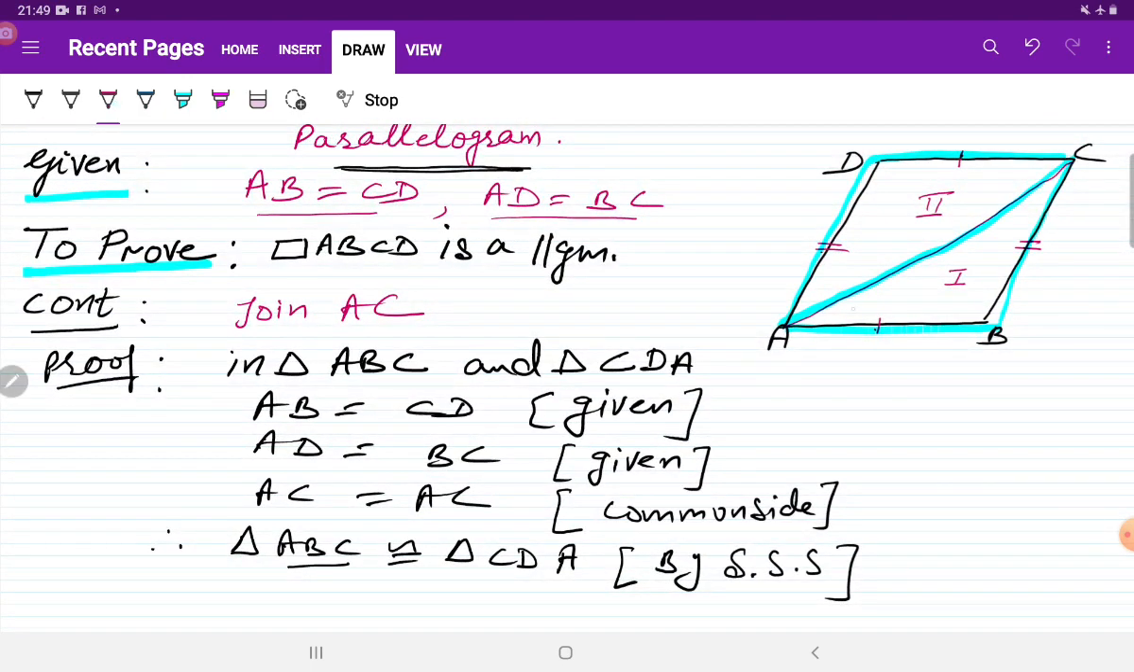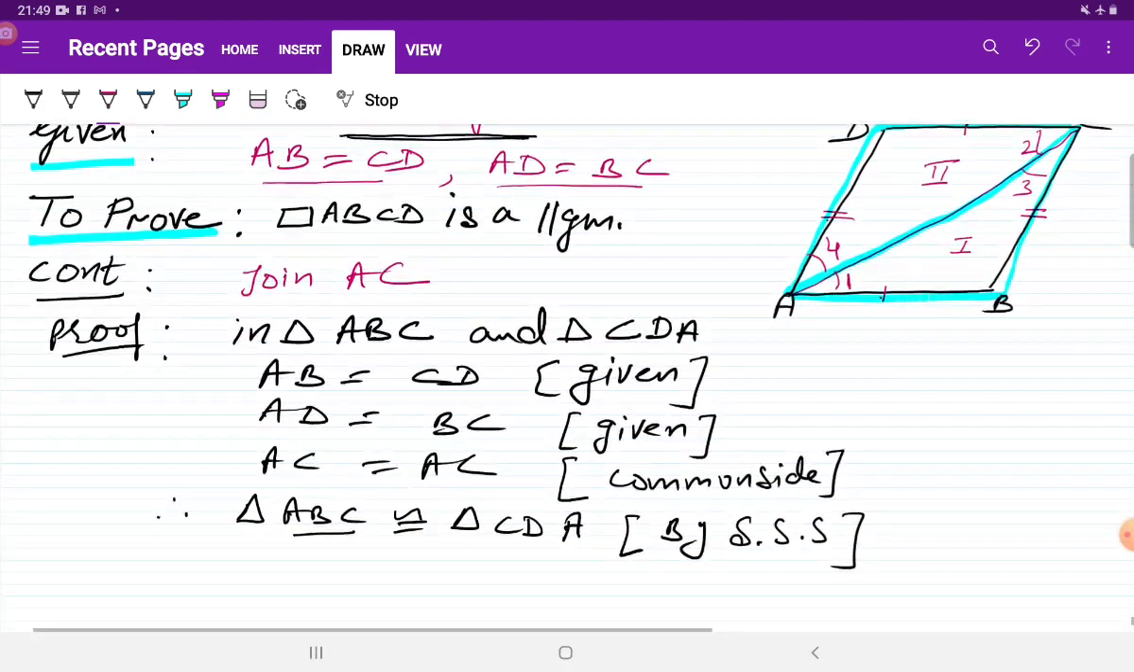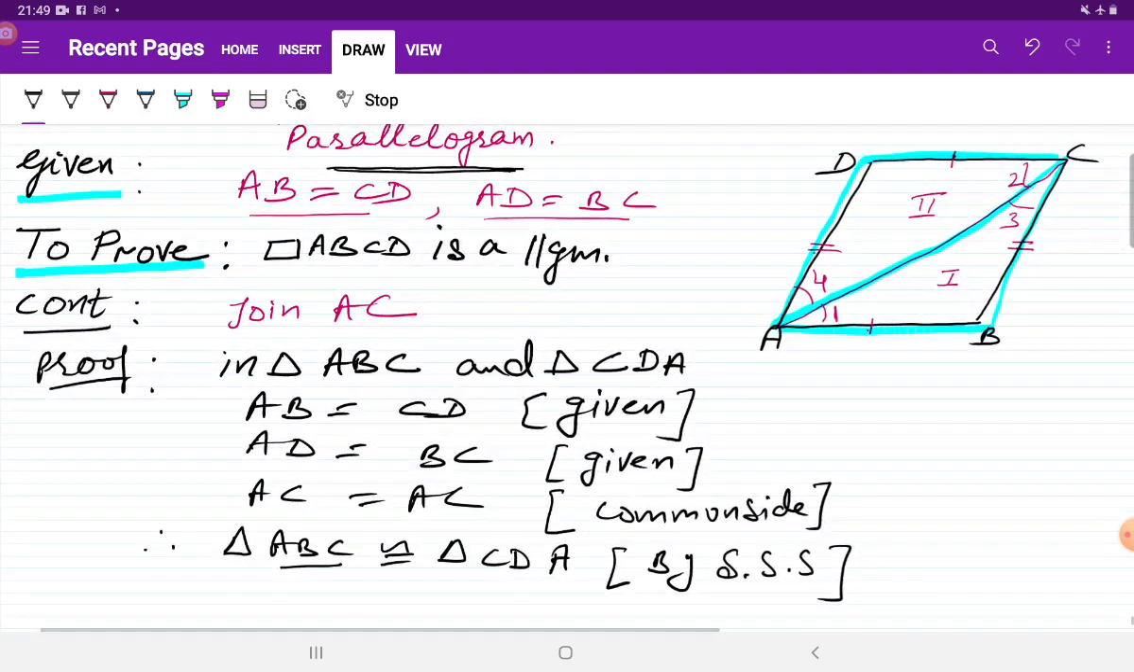Say this is angle 1, this is your angle 2, and here I am taking angle 3. This is your angle 4. You can write their names also. This is for your convenience. So if triangles are congruent, then their remaining parts will be equal. So which remaining part am I taking now? Angle BAC. I am taking this angle BAC.